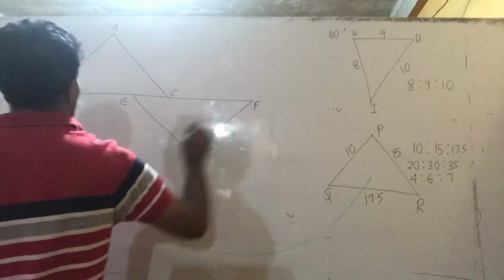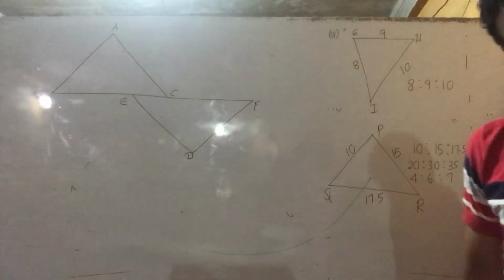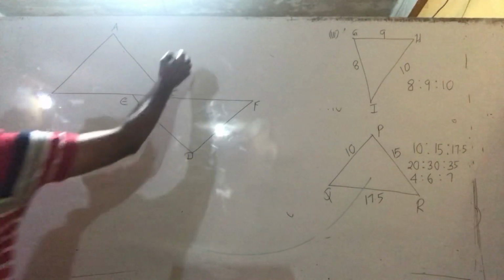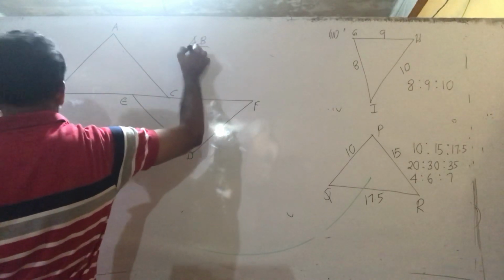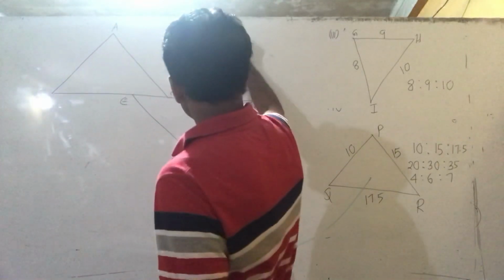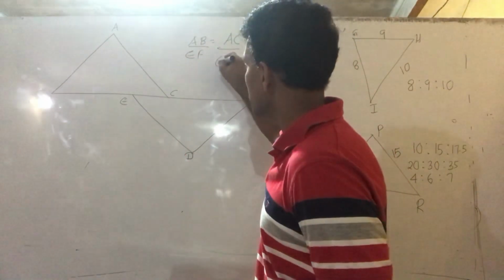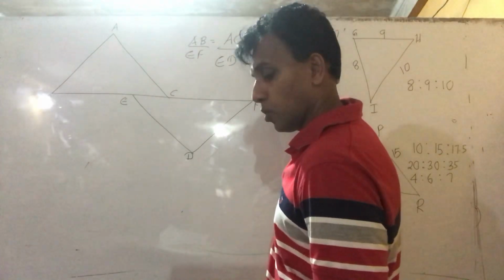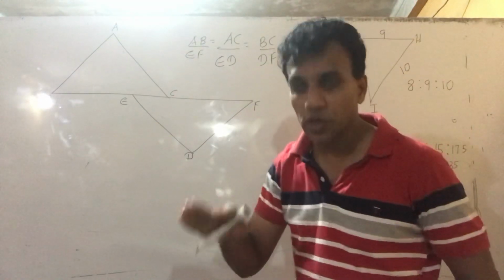So two triangles are available, ABC and EFD. In the given figure, they mark the ratio. For this figure, they said AB over EF equals AC over ED equals BC over DF.